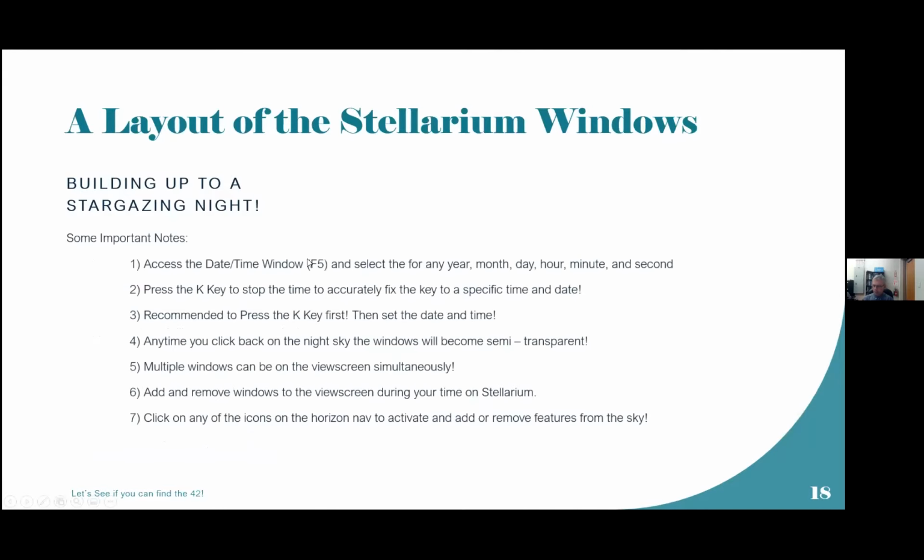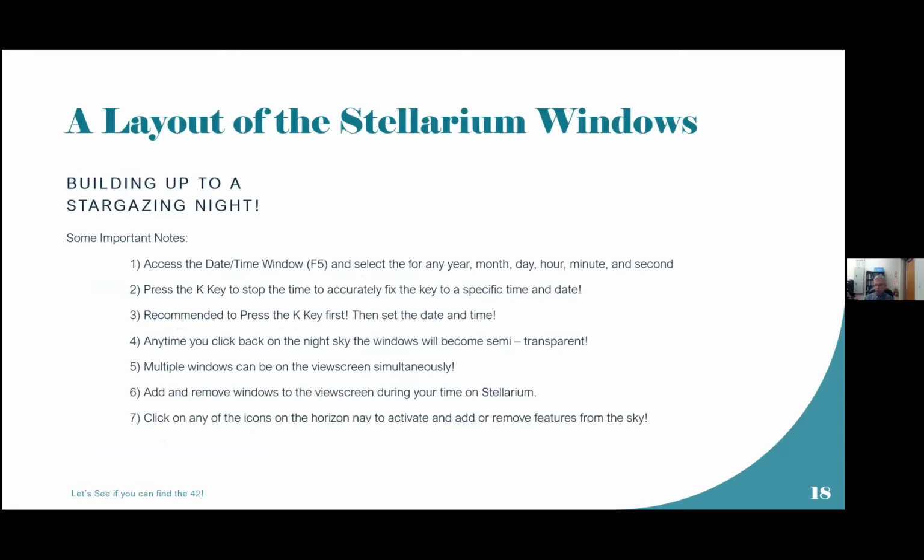So the date and time window is the F5. The K key is to stop at a particular moment in time. If you want to set the date and time, I always press the K key first. That way you can get the time to the exact second. Your windows as they appear up against the view screen are going to be semi-transparent. Just be aware of that.